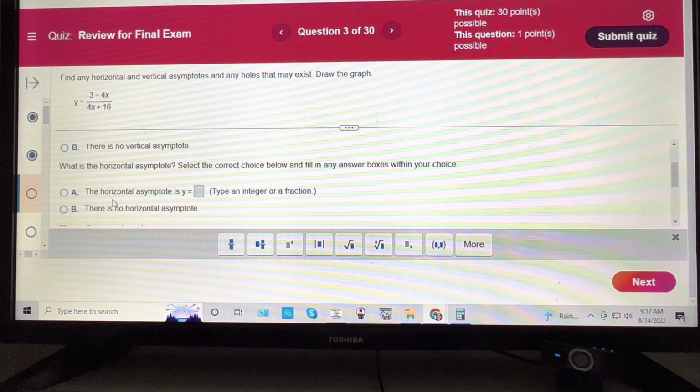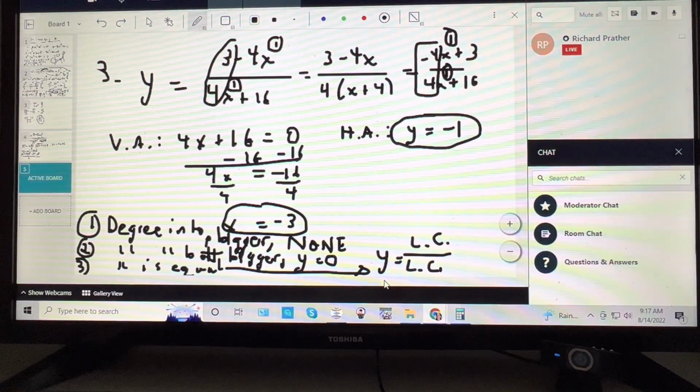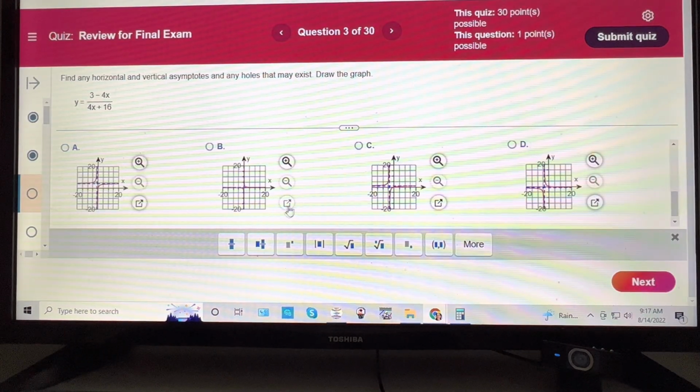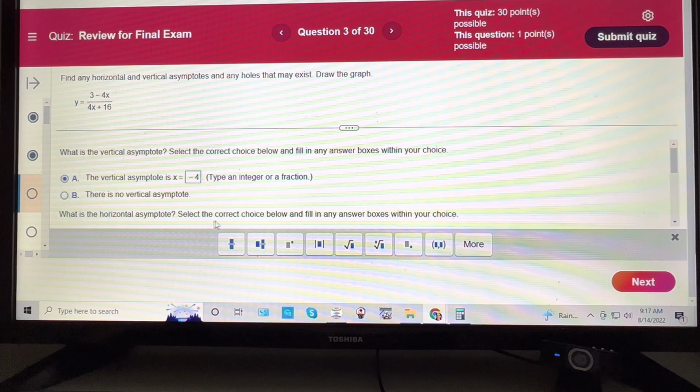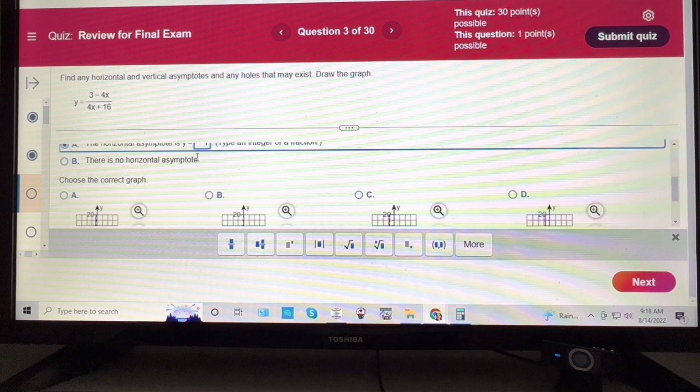So it has 1 horizontal asymptote. It can only have 1. It would never have more than 1 horizontal. There's either 1 or none. The vertical, there can be multiple ones of that, or none. So then the idea on the graph is if you just look at these asymptotes, you can eliminate some of the graphs. x equals -4 and y equals -1.